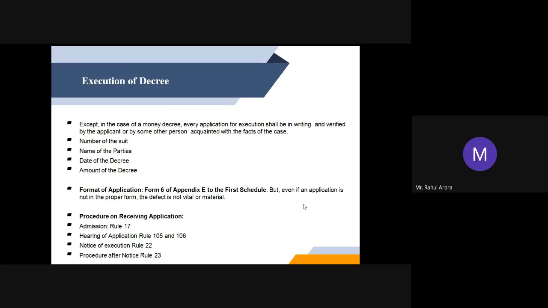Once the application has been admitted, then the executing court may give notice to the other side, thereby giving an opportunity of being heard to that particular party. And once the hearing is done, thereafter the court may, in certain circumstances, give notice to the other side, and that provision or the rule is Rule number 22, read with Rule number 105 and Rule number 106. What is the procedure after notice?